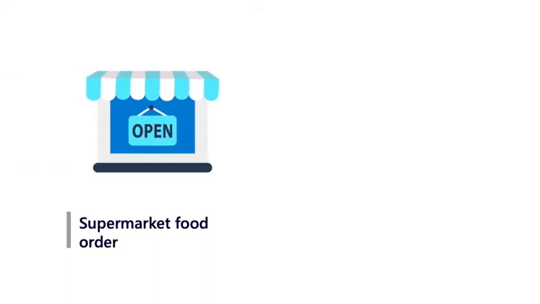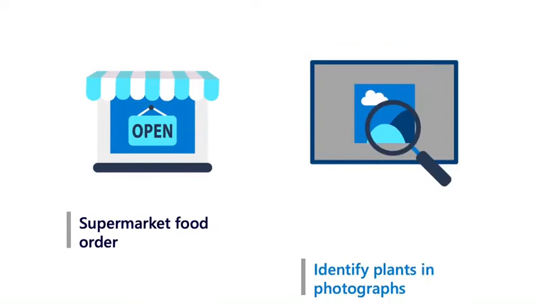You might use machine learning to predict how much food a supermarket needs to order, or to identify plants in a photograph. Machine learning works by identifying relationships between data values that describe characteristics of something, its features, such as the height and color of a plant, and the value we want to predict, the label, such as the species of plant. These relationships are built into a model through a training process.